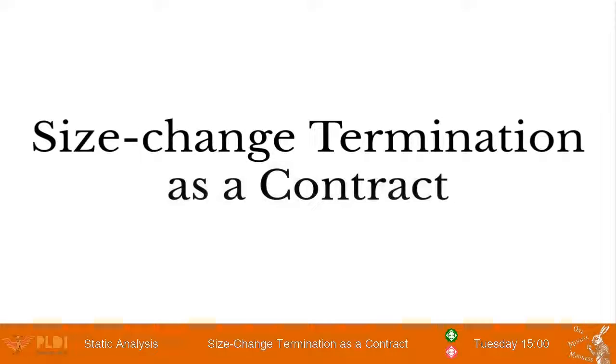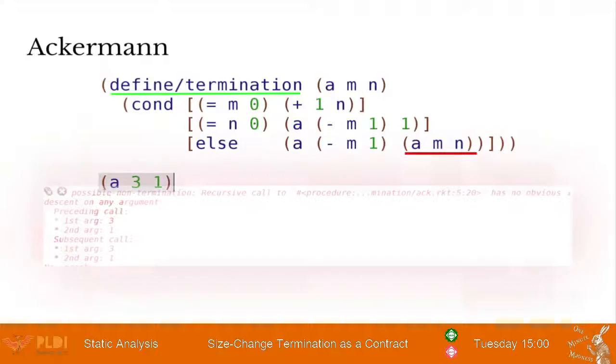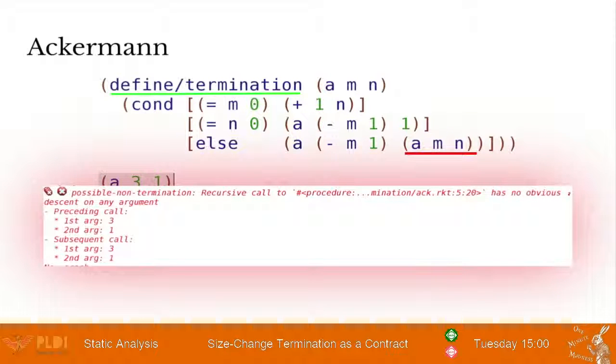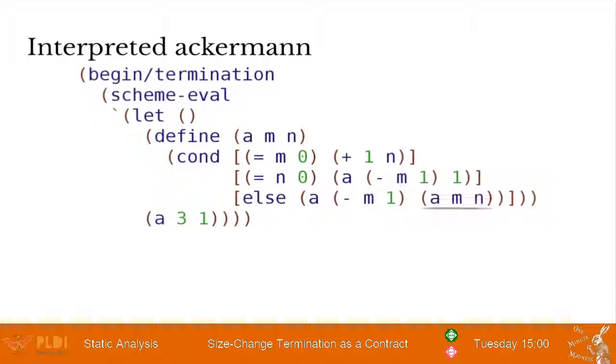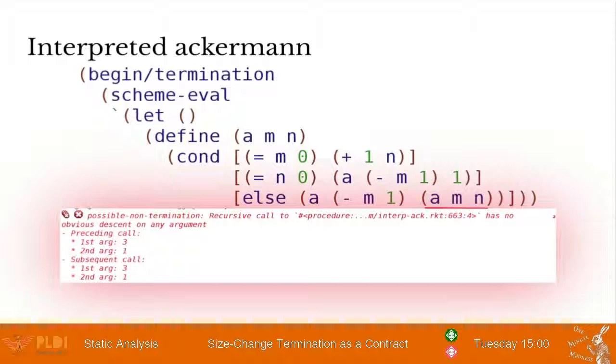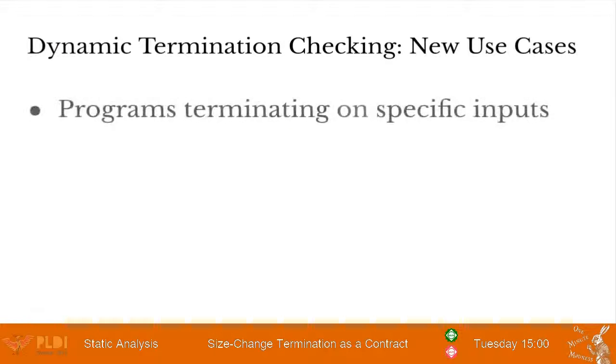We present a way to check for termination dynamically. What's remarkable about a dynamic termination checker is that it can check programs that only terminate on specific inputs, such as interpreters of Turing-complete languages on specific programs. Our dynamic checker is able to check for the termination of programs such as a Scheme interpreter running Factorial, Ackermann, and merge sort. Being able to check for termination at runtime creates new use cases.